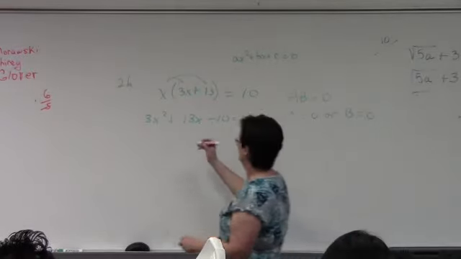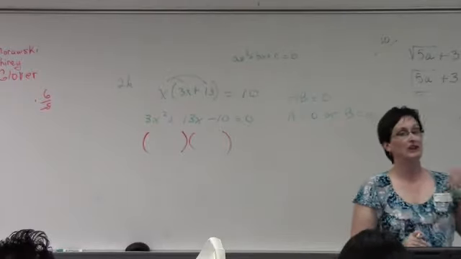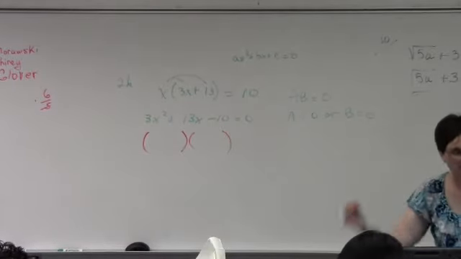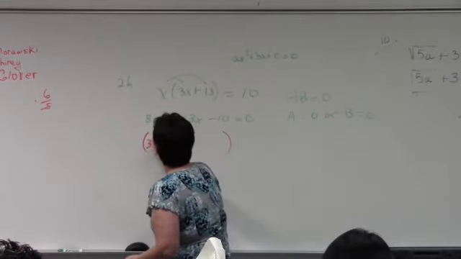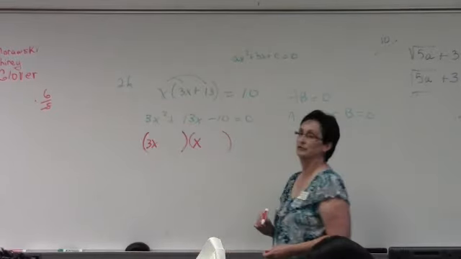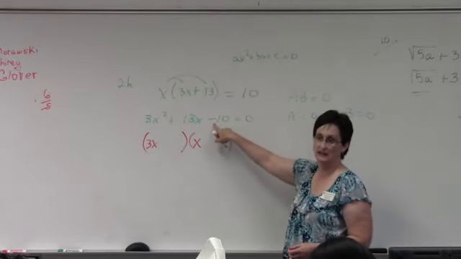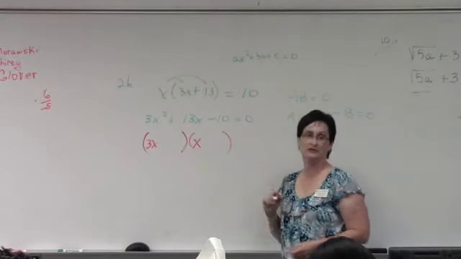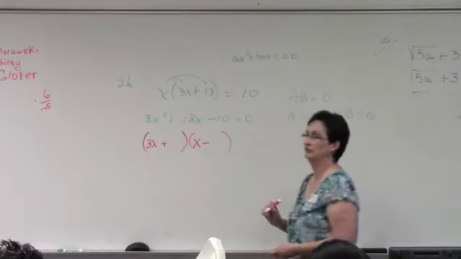Any way that you want to factor, you can. So your teachers may have taught you various and sundry ways to factor. 3x squared is 3x and x. The last term is negative. What does that mean about my signs? Positive and negative. One positive, one negative, opposite signs.